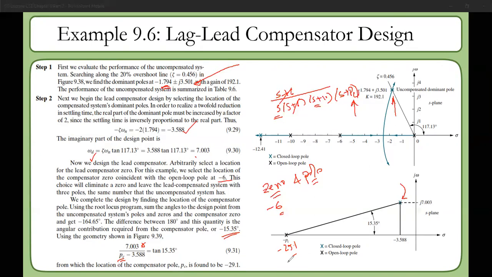Okay, so this is your lead compensator design. The location of your new pole is more than 5 times away from your dominant second order pole. So we can say that our system is going to behave like an approximate second order system.